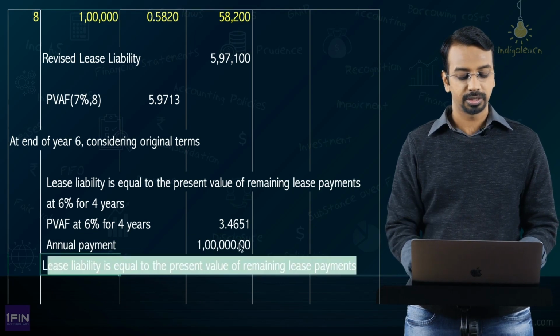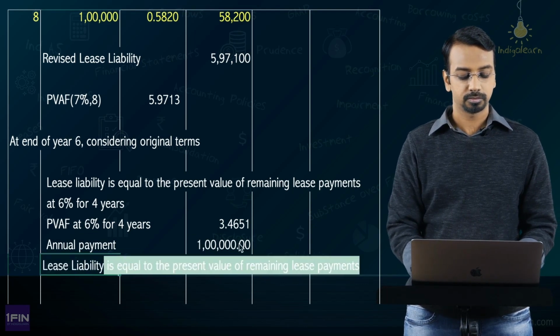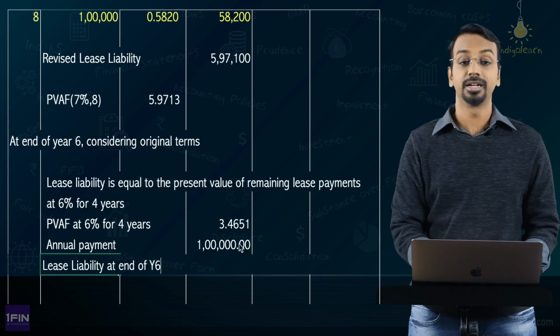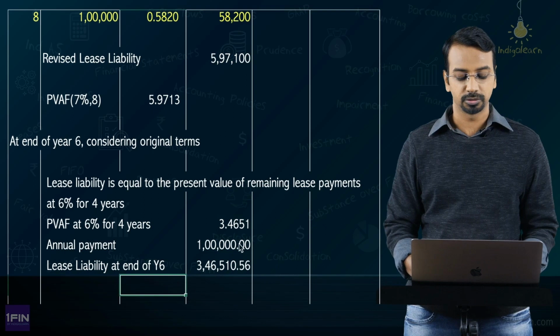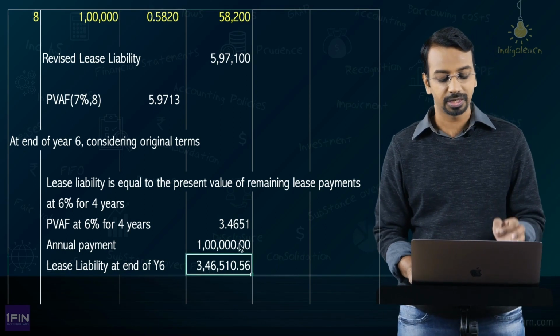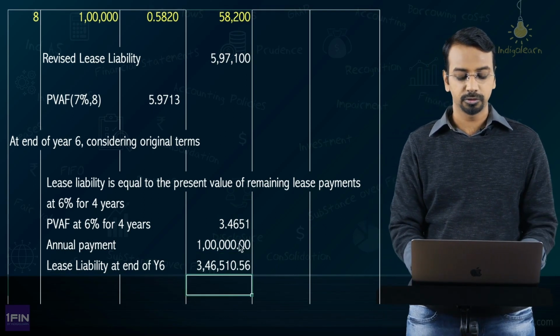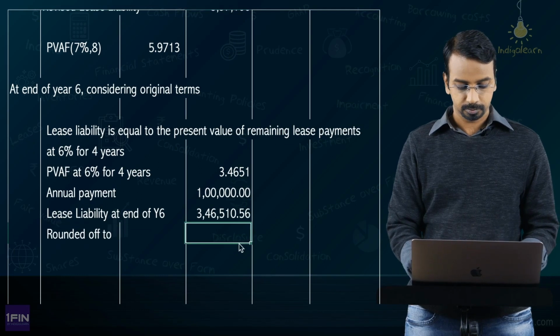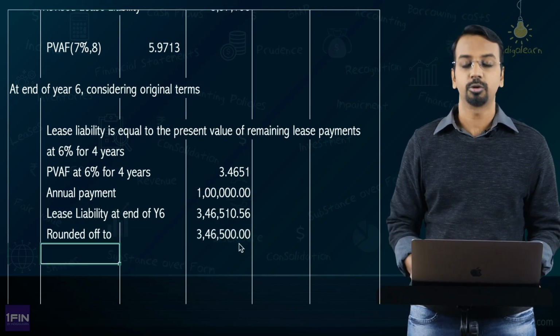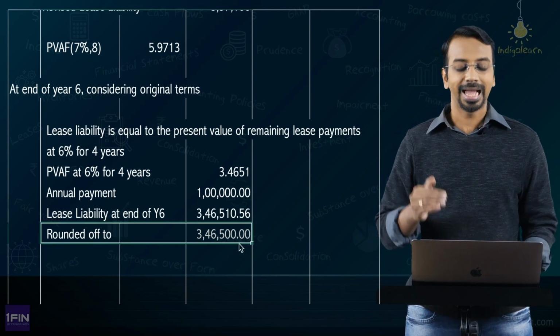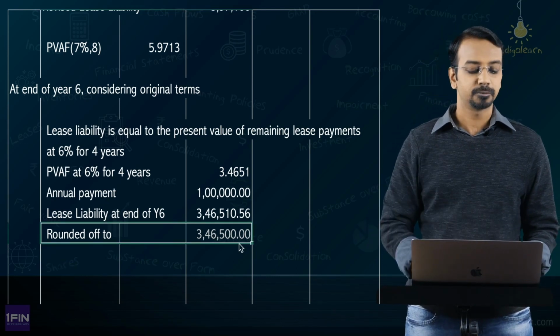So, what is the lease liability at end of year 6? It is nothing but 1 lakh multiplied by 3.4651. You get 3,46,510, or you can round it off to 346,500. This is the lease liability at the end of year 6.